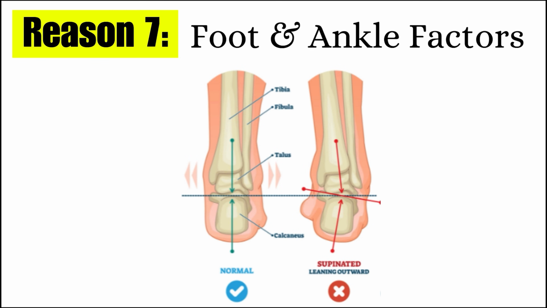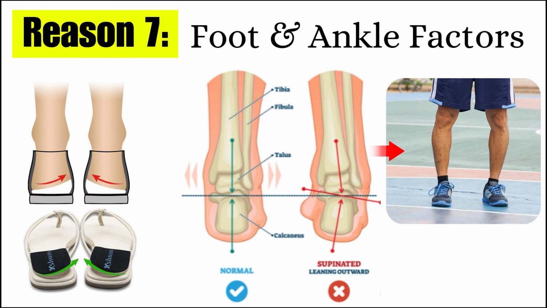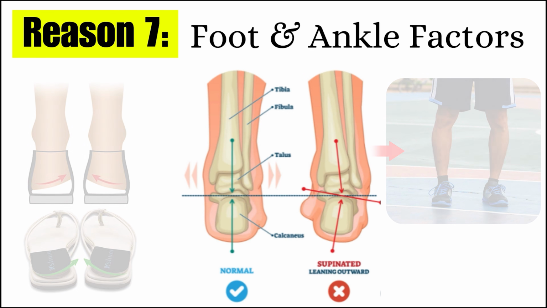The seventh reason is foot and ankle factors. When there is a change in the talocrural joint mechanics, the medial joint loading increases. This is also called the supinated foot, which further contributes to developing bow legs and knee osteoarthritis. Therefore, it is important to note here that the supinated foot impression is seen in the footwear and should be assessed in all knee pain patients.